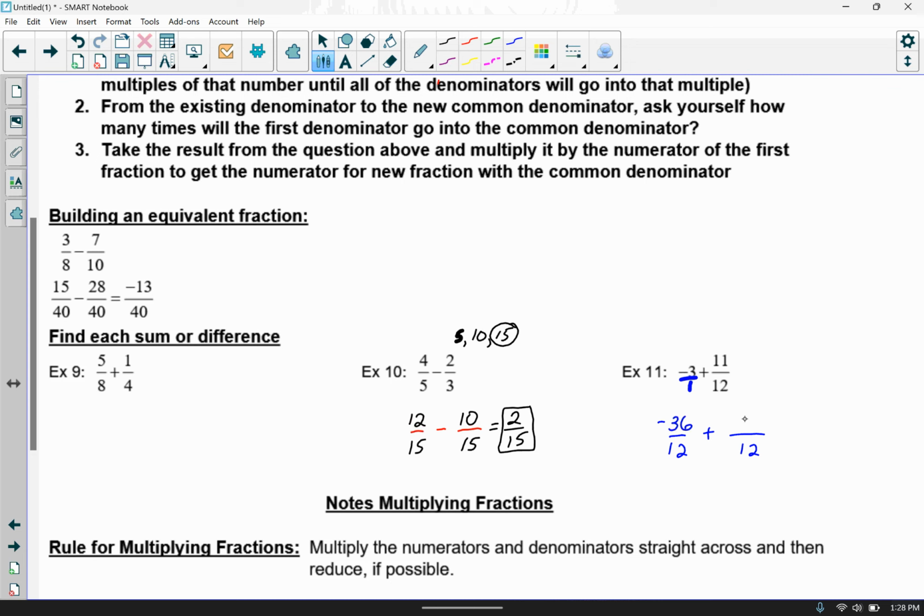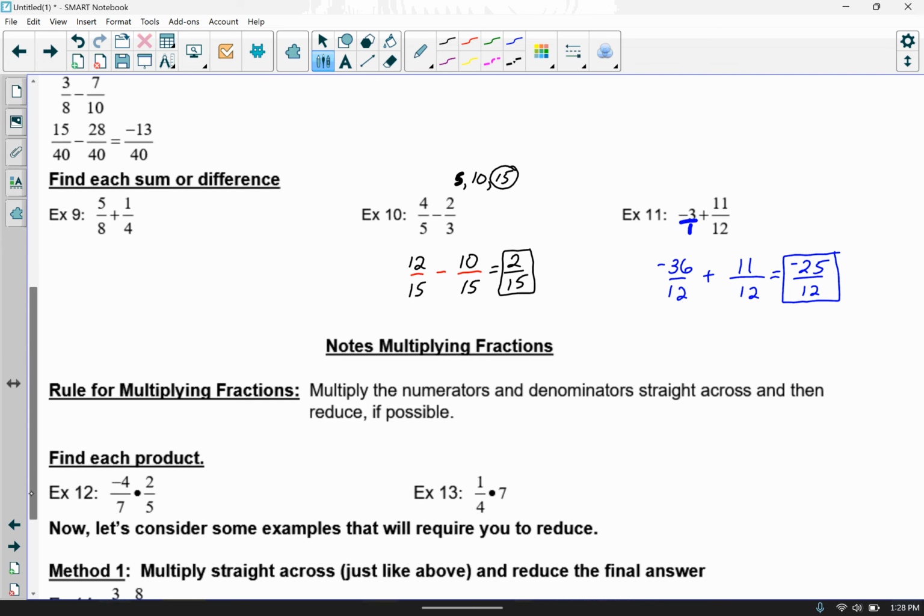1 times 11, 11. And I can also tell you this, anytime your denominator doesn't change, the numerator isn't going to change either, okay? So now we just work our way across. -36 plus 11, that's going to give us a -25 over 12. Those two numbers have nothing in common, so I can't reduce any further. Final answer, okay? Again, I'd say stop the video now and go back and try example 9 on your own.